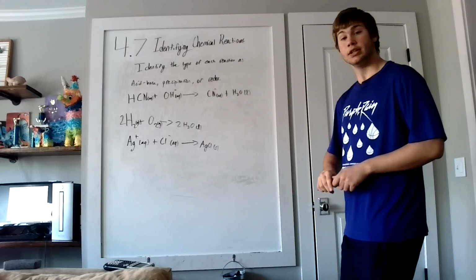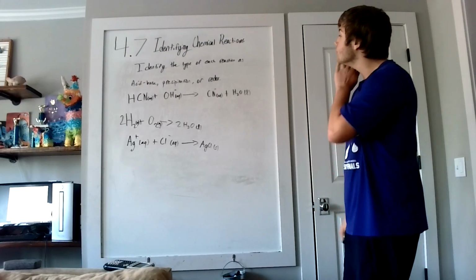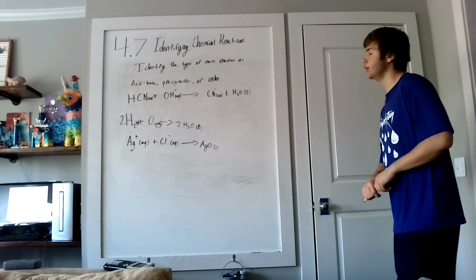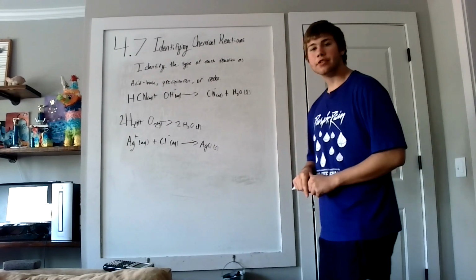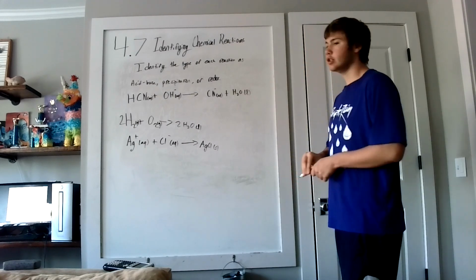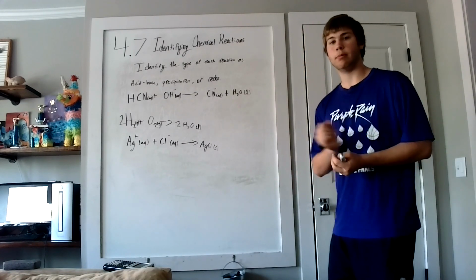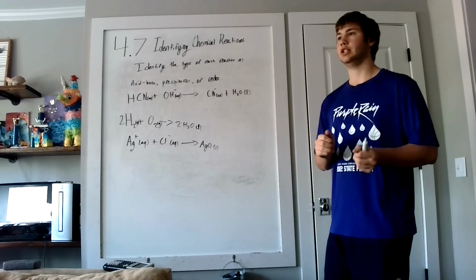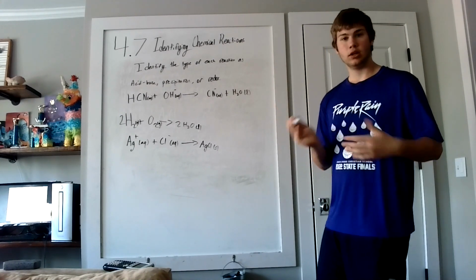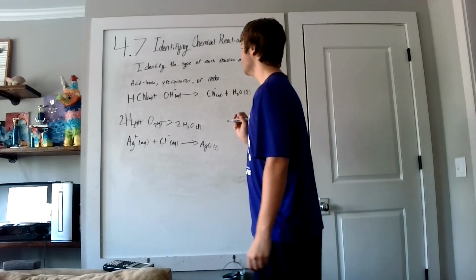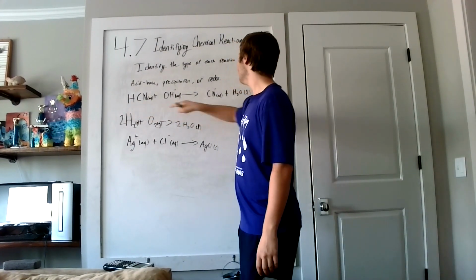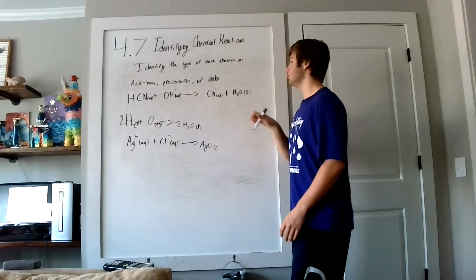For this question, identify the type of each reaction as acid-base, precipitation, or redox. So when you're looking for an acid-base reaction, what you're looking for is a transfer of a proton from one element to another. So you're looking for a change in protons from your reactants to products. With this reaction, we have HCN plus OH- gives us CN- plus H2O.